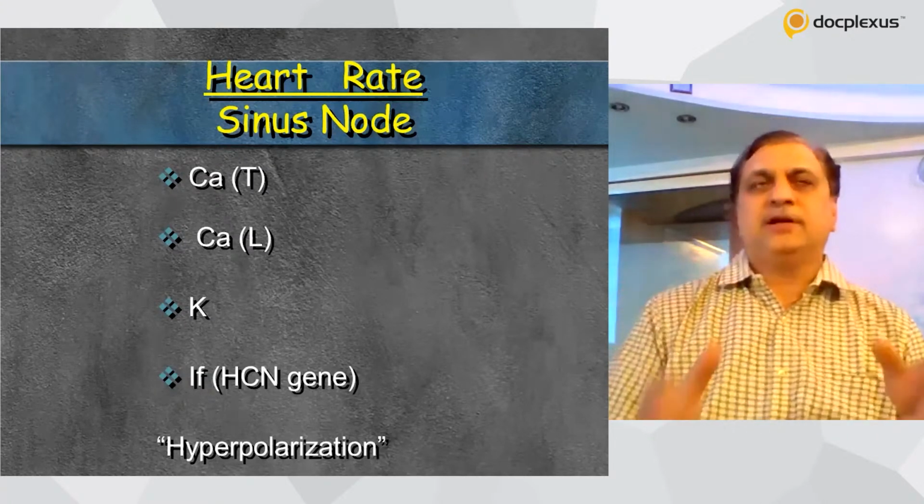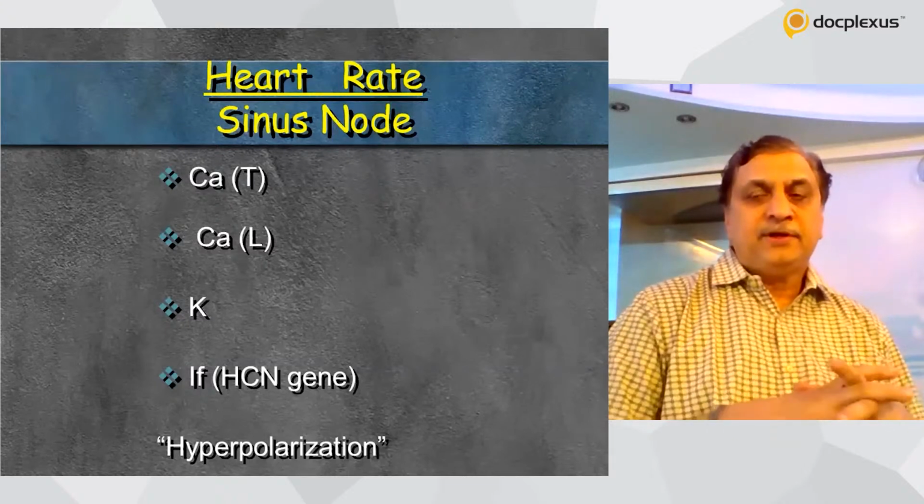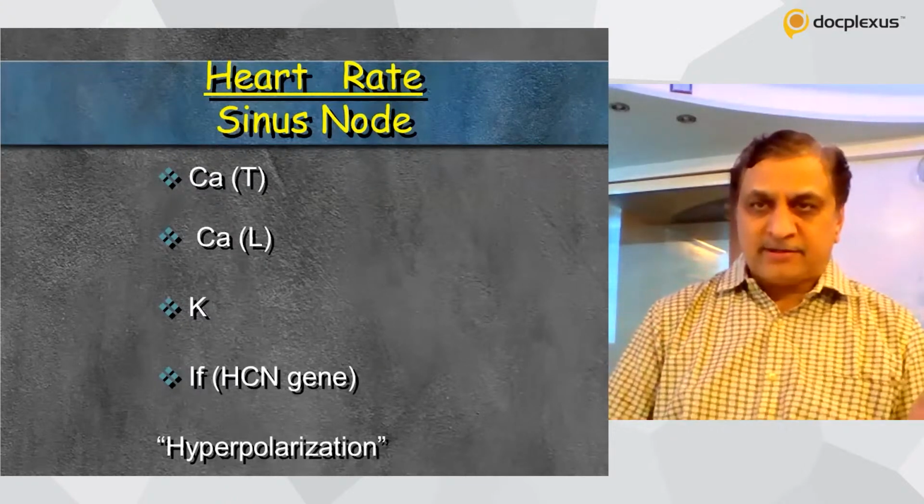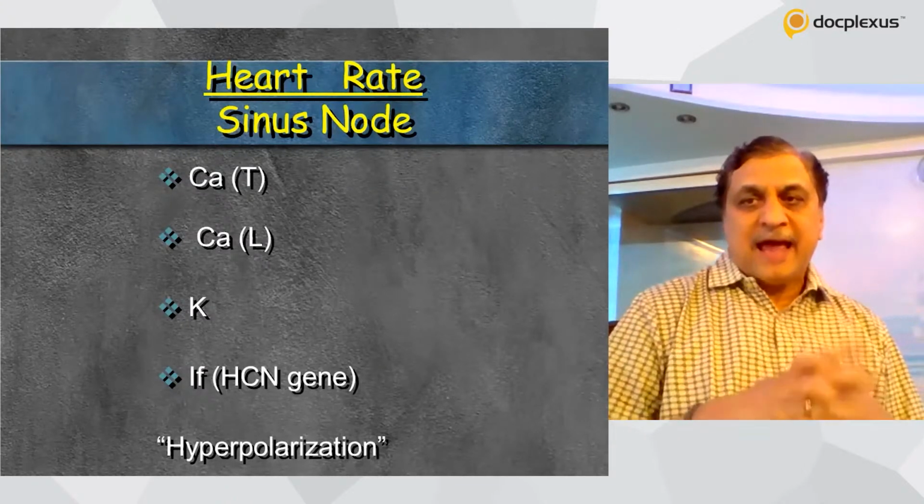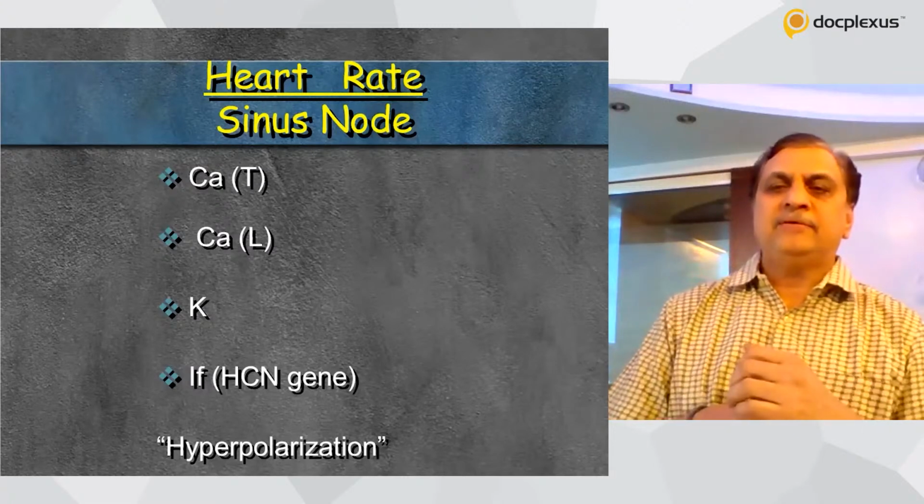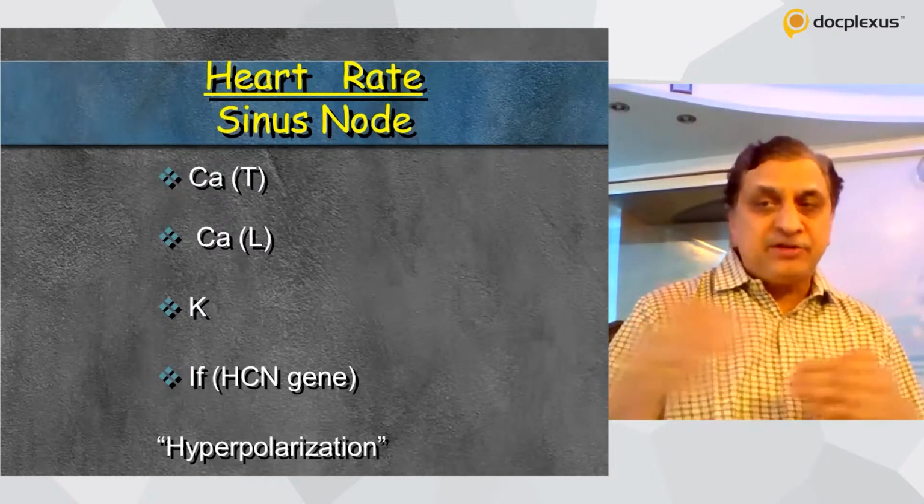And physiologically, gender and age all matter. For example, females have a slightly higher rate than males. And as you age, you can slow down.